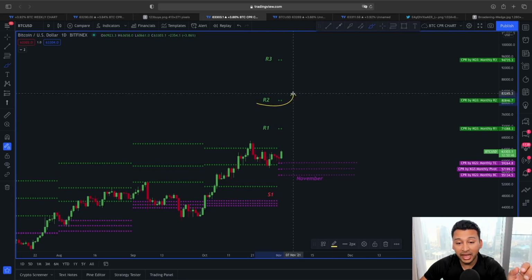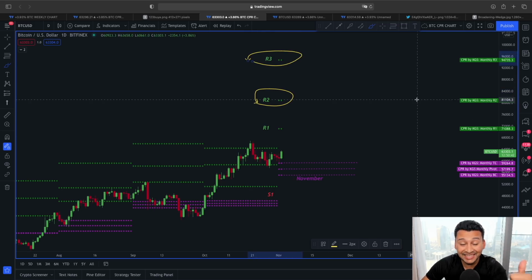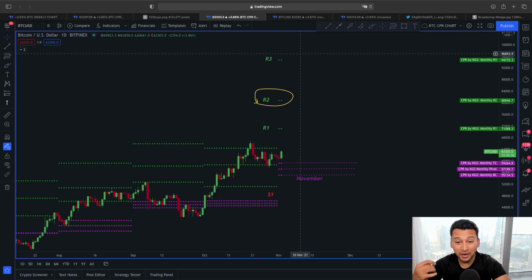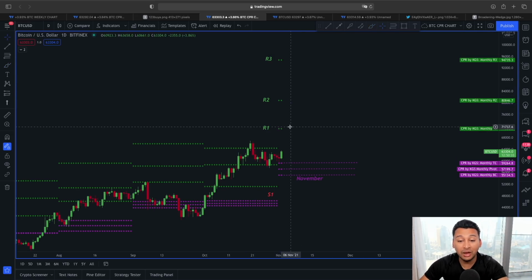And if we look at this R2 target line and R3 target line, as you can see, the R2 line is lying around 80,000 and this R3 target is lying around 94,000 price area. But for us, a reasonable price target for now would be the first monthly resistance line, and that is lying around 70 to 71,000 price area for Bitcoin.